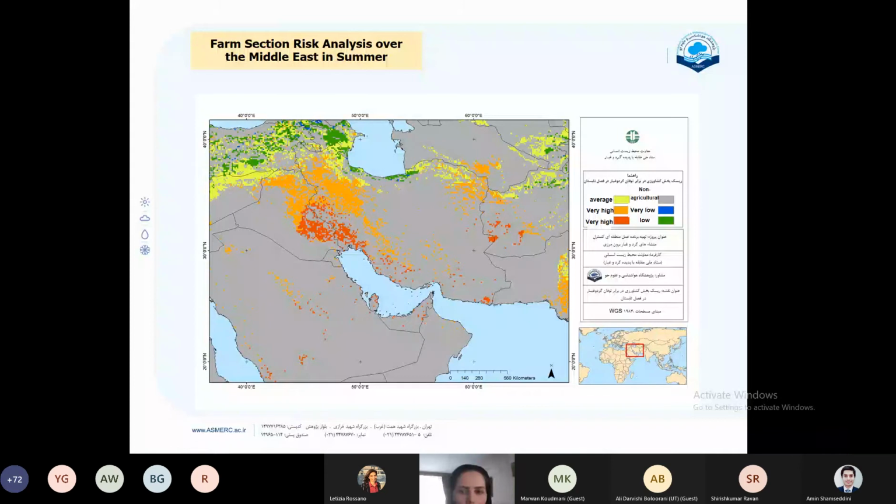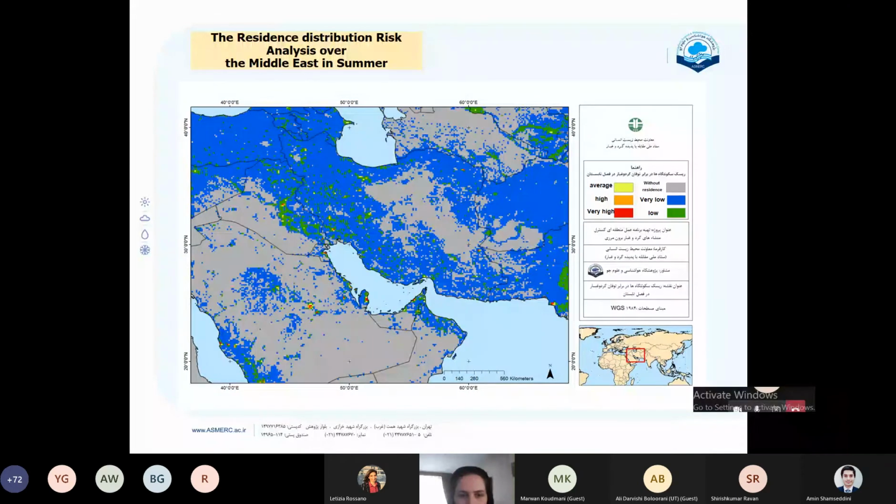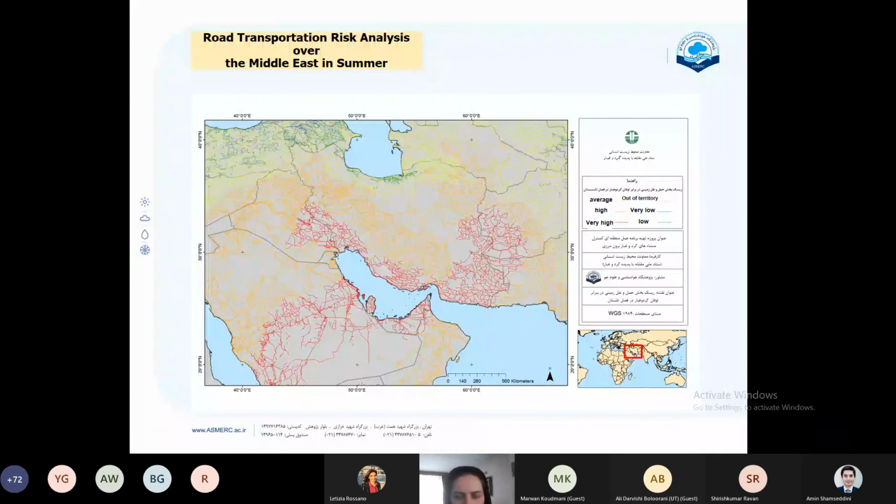And this is the example of the residence distribution risk analysis over the Middle East. This is based on the residence distribution over the region, and again in those parts where we have the main cities, we have a very high risk. And also you can see the road transportation risk analysis over the region. Iran, Saudi Arabia, Iraq, and also Pakistan and Afghanistan have more main roads and byways, and they are more affected by sand and dust storms.